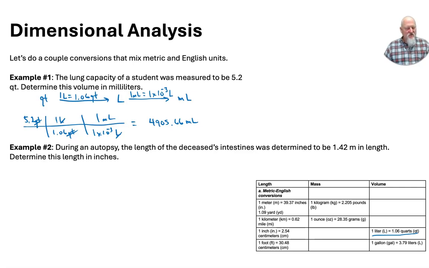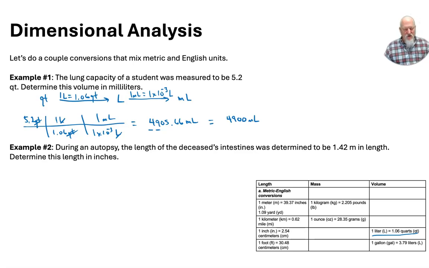So 2 significant figures in our initial measurement. So I should have 2, 4, 9. The 0 after the 9 keeps it at 9. So 4, 9. We don't want 49 now. We want 4,900, right? 4,900. We need to put zeros to the decimal. So the student's lung capacity was 4,900 milliliters.